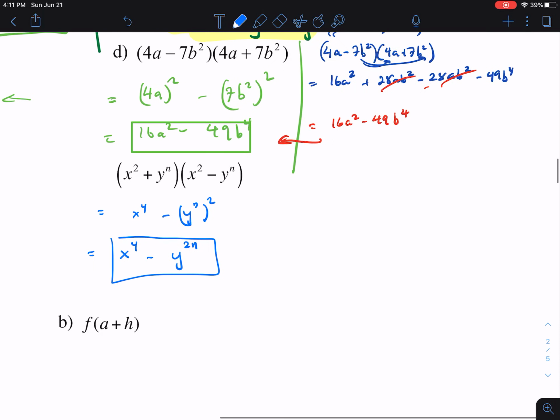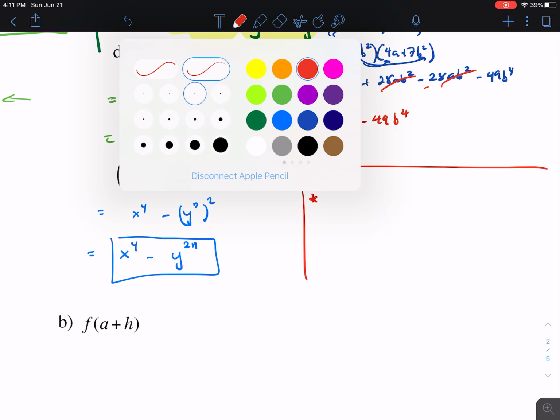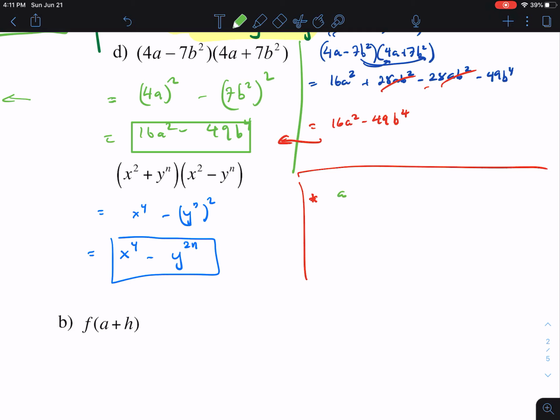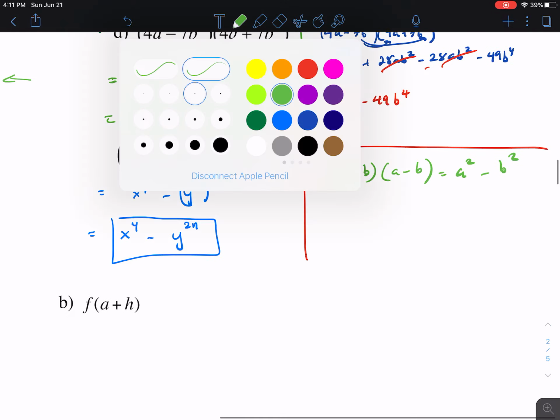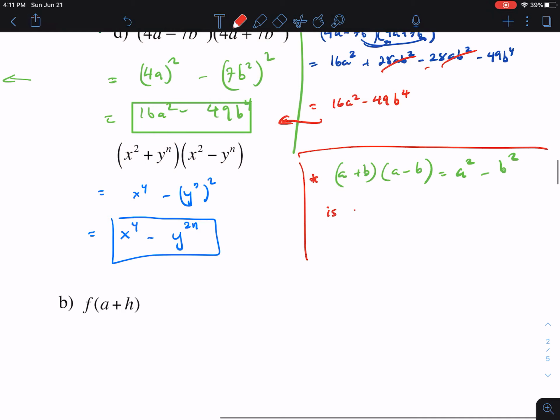So what we can make a note of at the end of this is that if we have a binomial times another binomial where it's almost the same thing but different by the sign in the middle, this is going to equal the square of the first term minus the square of the second term, and there's a name for this. We call this the difference of squares formula.